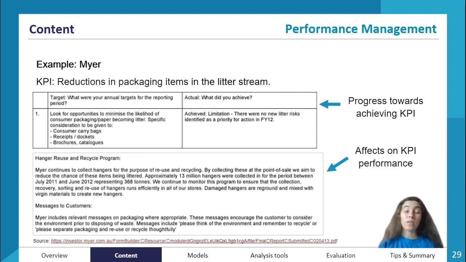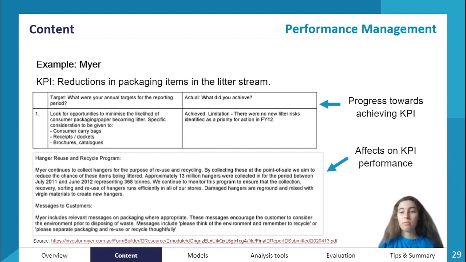And then once you've set your goal, you also need to measure that to see whether you achieved it. In this case, Maya was said to achieve this KPI, but the limitation that they recorded here was there were no new litter risks identified as a priority for action in that financial year. So they're saying that they achieved their goal and there were no new things that came up that they needed to factor into that KPI.